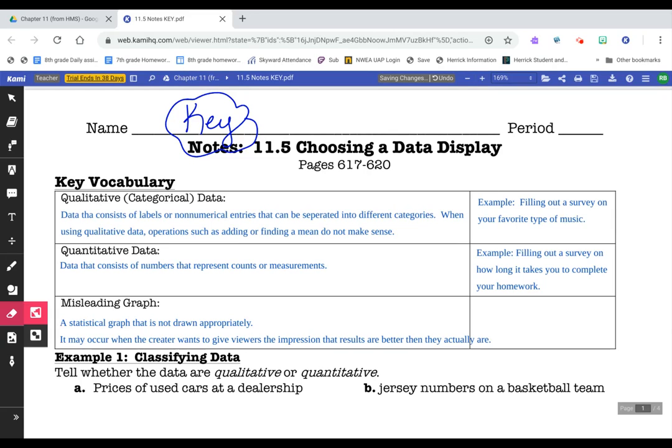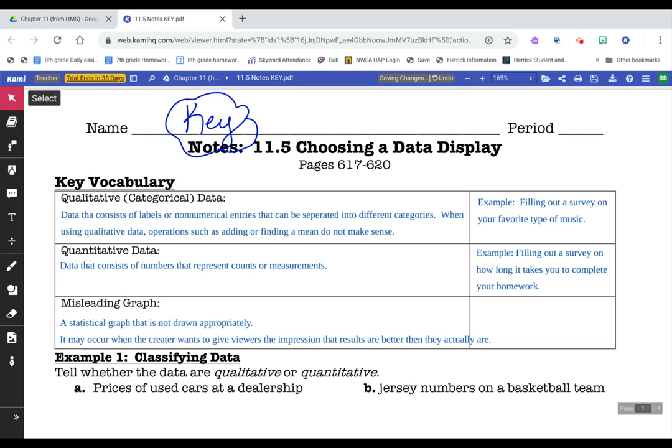Lesson 5 is going to go over choosing a data display. This is going to be a little bit of a review, but we have to figure out when it's appropriate to use a bar graph versus a pie chart versus a histogram. So the first key vocabulary term that comes up is qualitative or categorical data.